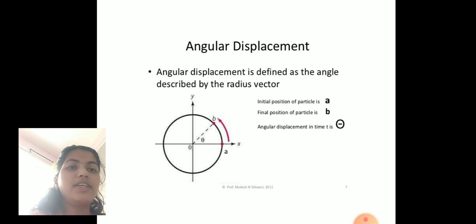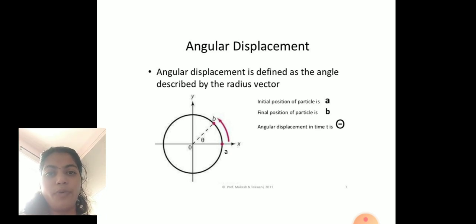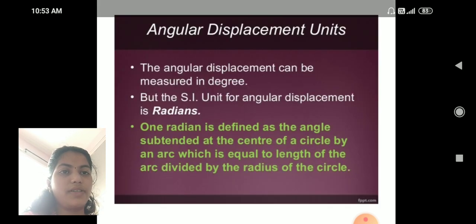Here A is the initial position of the particle, B is the final position of the particle, and theta is the angular displacement in a time. It means that the particle is going from point A to B, and this angle is theta. It is the angular displacement, or motion of the body on the circular path. Because of that, it is called angular displacement.